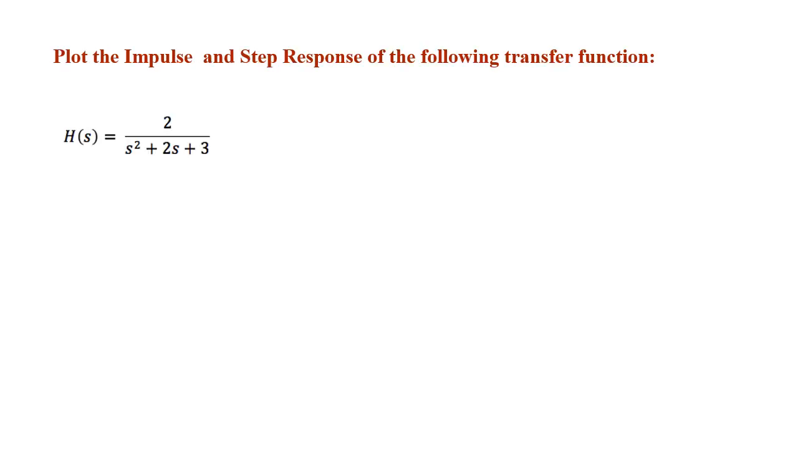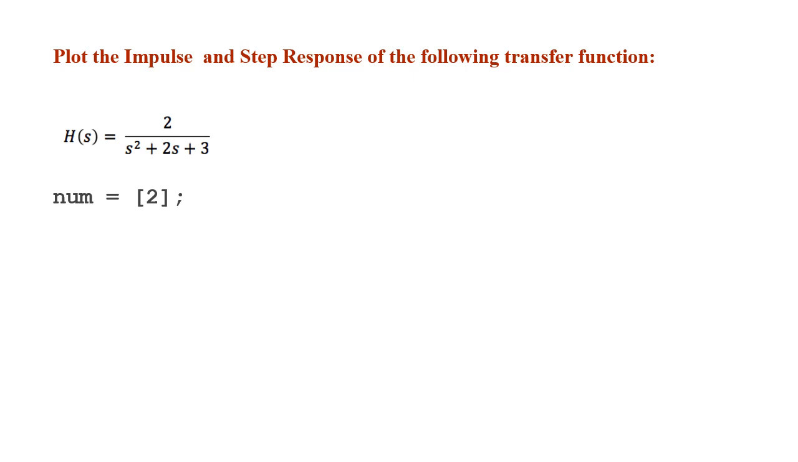Now we're going to move on to an example in which we're required to plot the impulse and the step response of a given transfer function. So the first step is to find the coefficients of the numerator of the transfer function and store them in an array named, for example, num. So we're going to do that for the numerator. We only have one coefficient, which is 2.